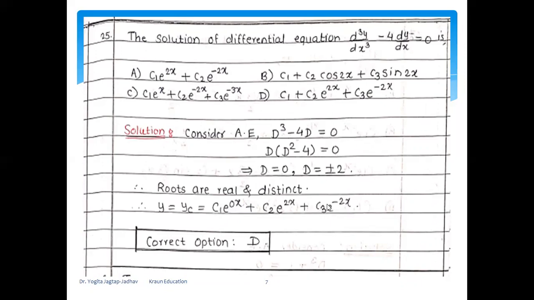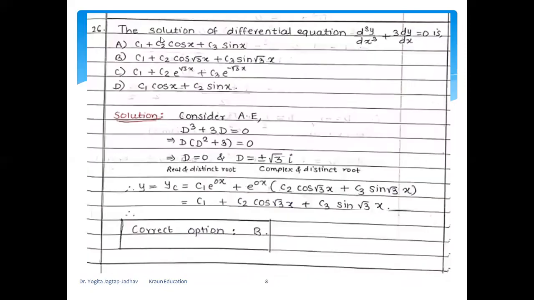Now, here we have to find a solution of the differential equation d cube y upon dx cube plus 3 dy by dx equal to 0. Again, consider the auxiliary equation. By assigning d by dx equal to capital D, we have the auxiliary equation d cube plus 3d equal to 0. From these two factors, you can take d common. Therefore, here we have d times d square plus 3 equal to 0. Equating each term with 0, we get d equal to 0 and d square plus 3 equal to 0.